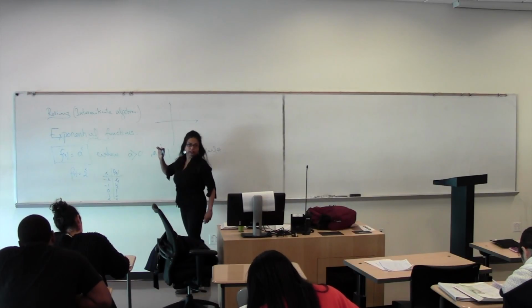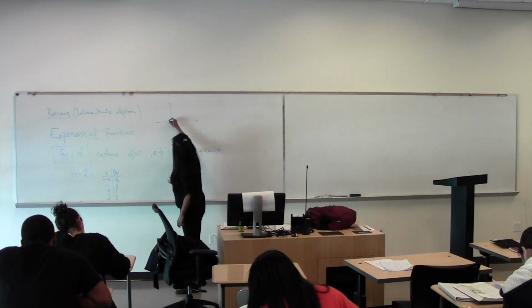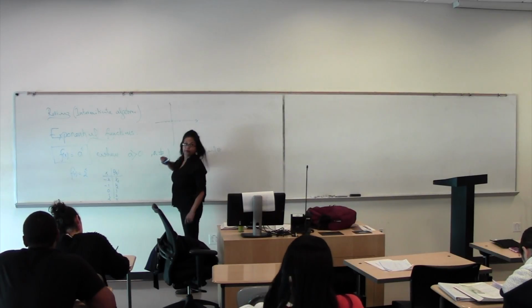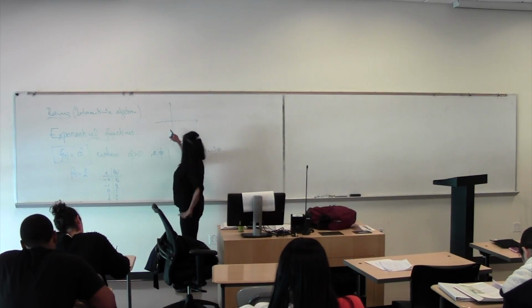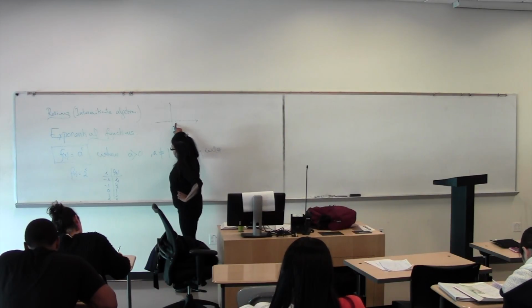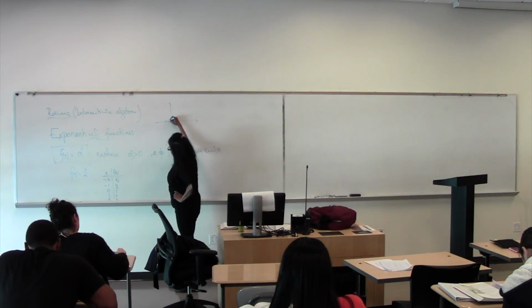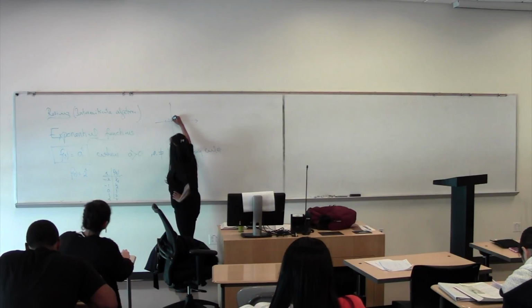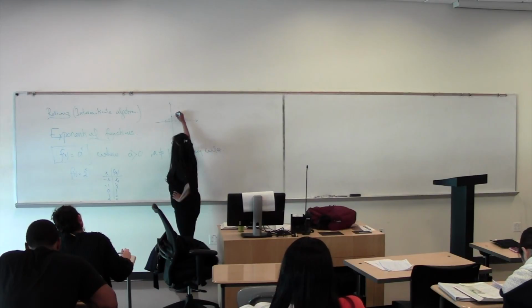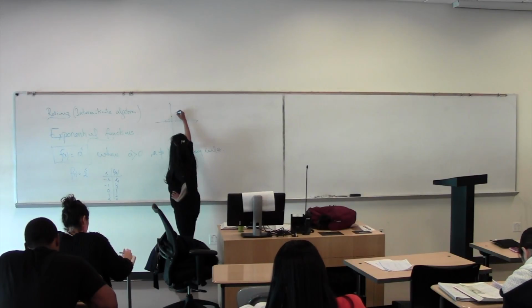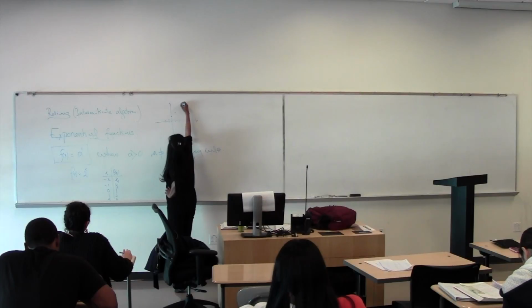So for the graph, we have to mark at least 5 points, go from -2 to +2, including 0. At least take that. So what do you get here? X equal to -2, y value 1/4. X equal to -1, y value 1/2. X equal to 0, y value 1. X equal to 1, y value 2. X equal to 2, y value 4.